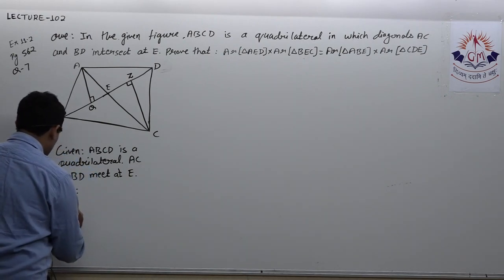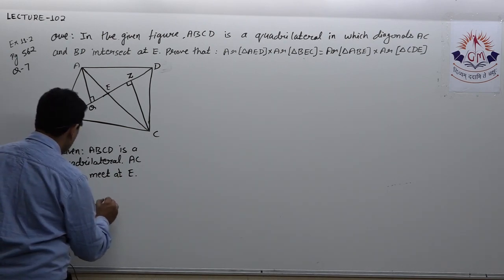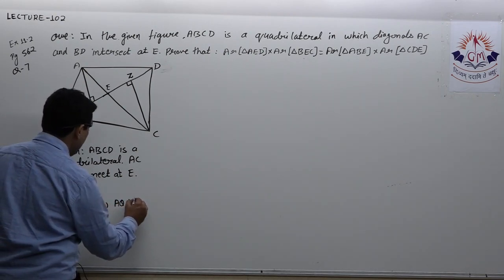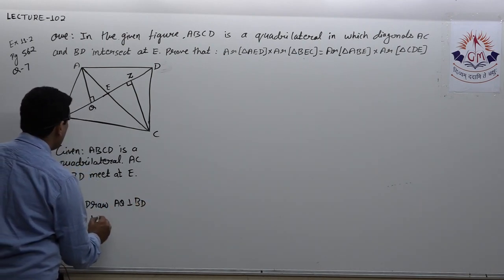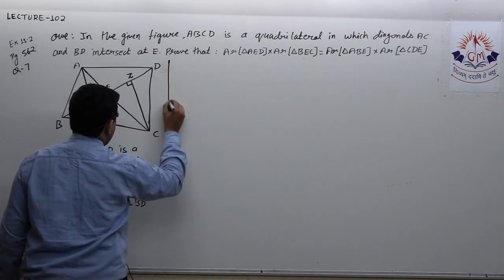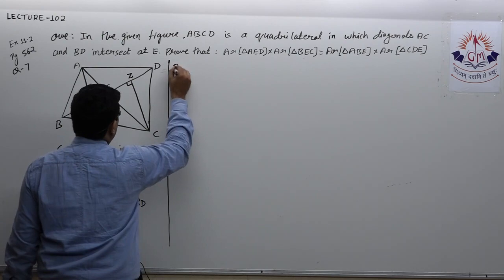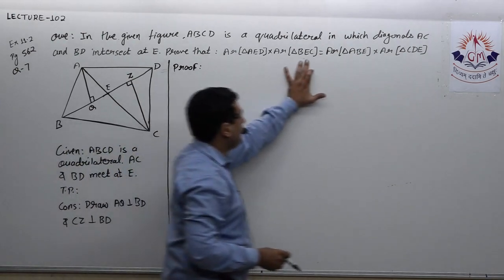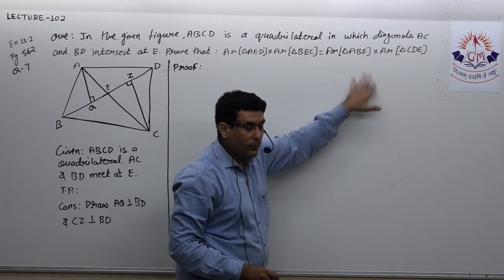Now, a small construction is required. Draw AQ perpendicular to BD and CZ perpendicular to BD. Okay, now let us see its proof. It is not that difficult. We have to prove that the product of the areas of these two triangles is equal to the product of the areas of these two triangles.